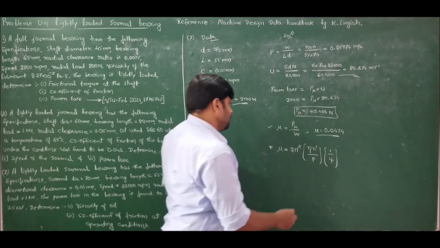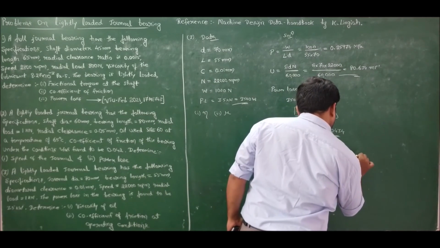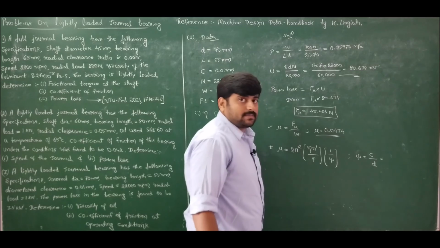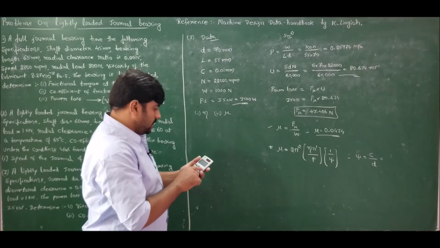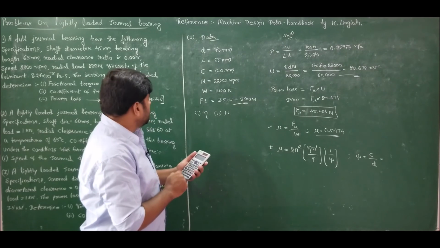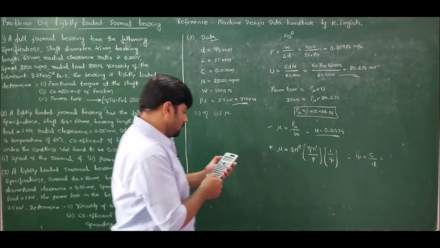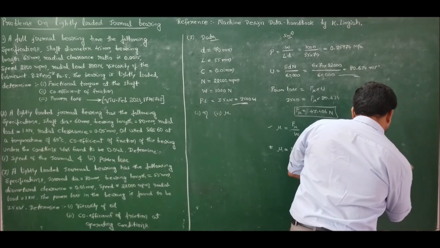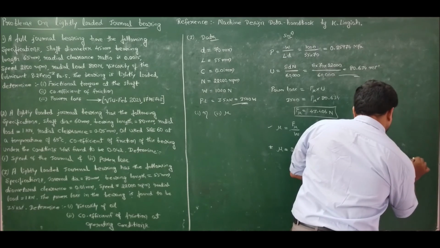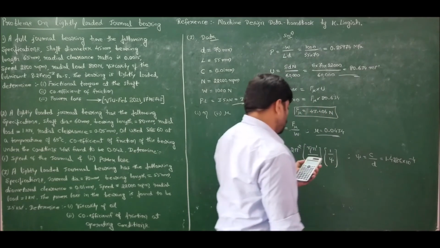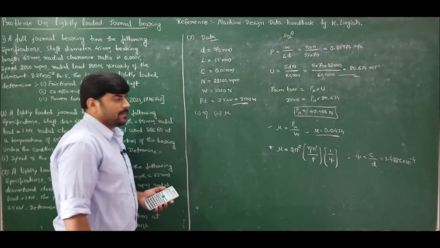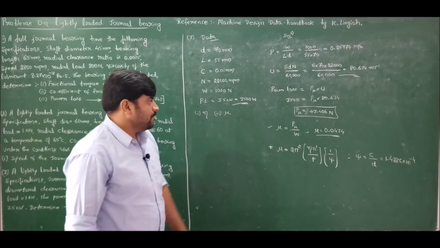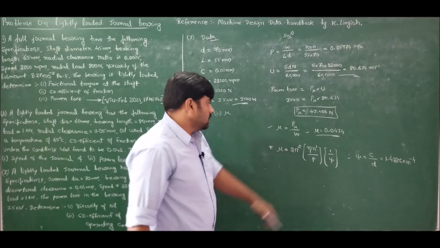Diametrical clearance ratio is given by what? Diametrical clearance divided by diameter, or radial clearance by radius. Since diametrical clearance is specified, I will do it as diametrical clearance divided by diameter 70. 0.01 by 70, which is 1.4286 into 10 to the power of minus 4. That is the diametrical clearance ratio. Now substitute all the values, get me the viscosity of the oil, eta.